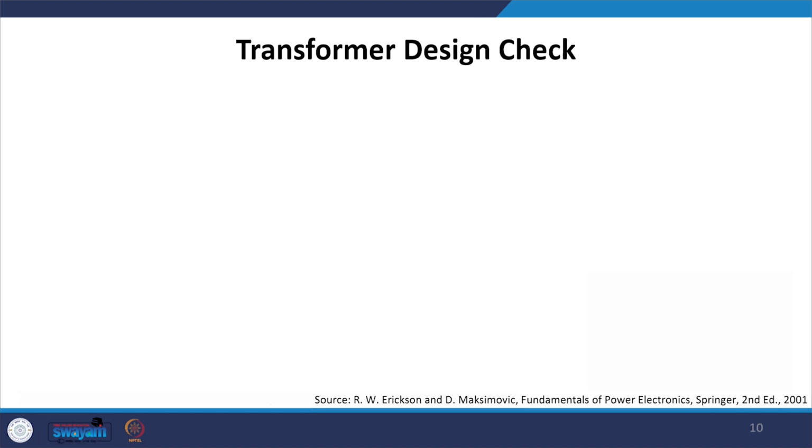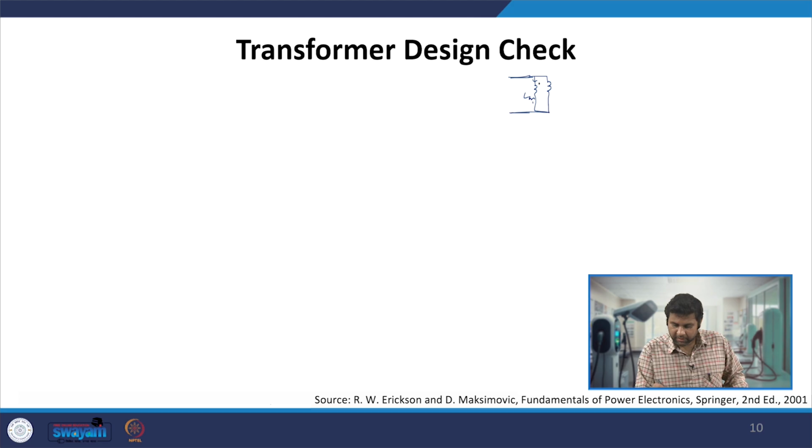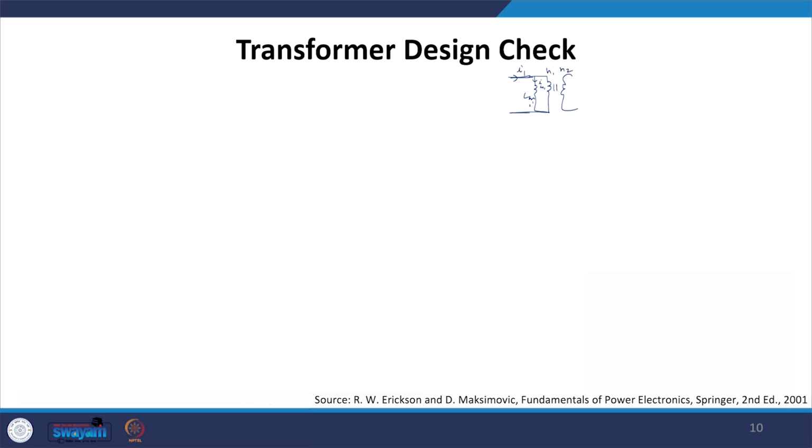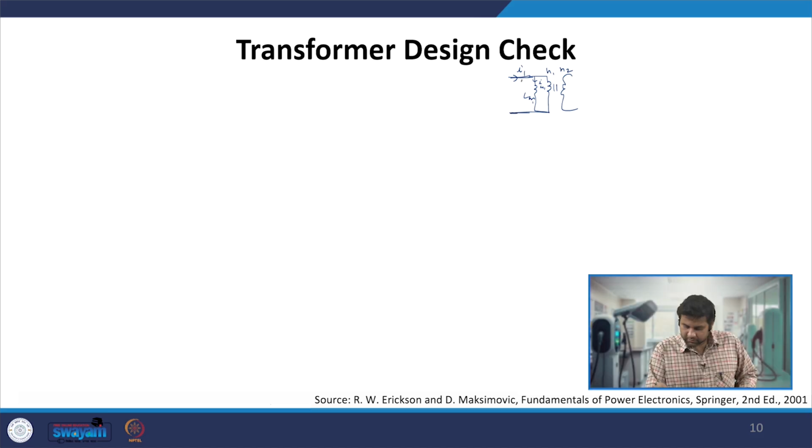And finally, after doing that, one can then do, let us say, if we draw the model of the transformer, so it is LM1 referred to the primary side, IM1, let us say it is N1, N2, I1 current is going, and let us say the resistance of the winding is R1, on the secondary side it is R2, and the output is going.